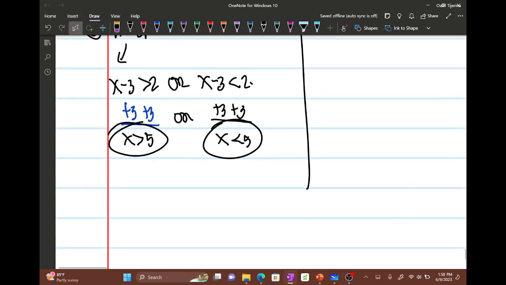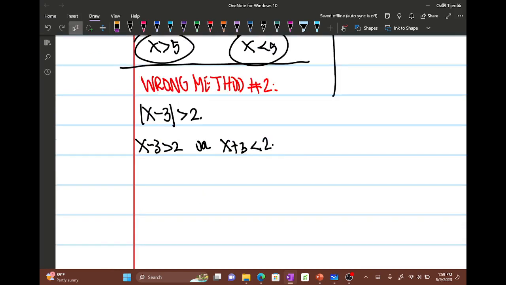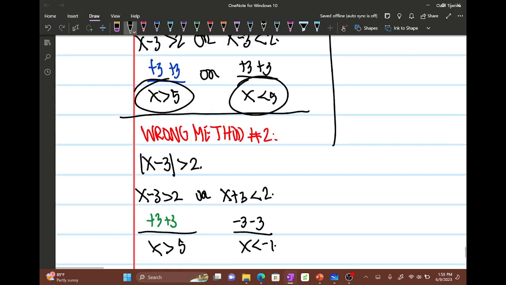Another thing they do is that they think that, oh, because I have, and this is going to be wrong method number 2. One second, guys. So this is yet another wrong method. They can say that this is greater than, add 3 here and becomes x greater than 5, and then minus 3 here, and this is x is less than negative 1. But that's not correct, right? There's so many wrong methods with this.